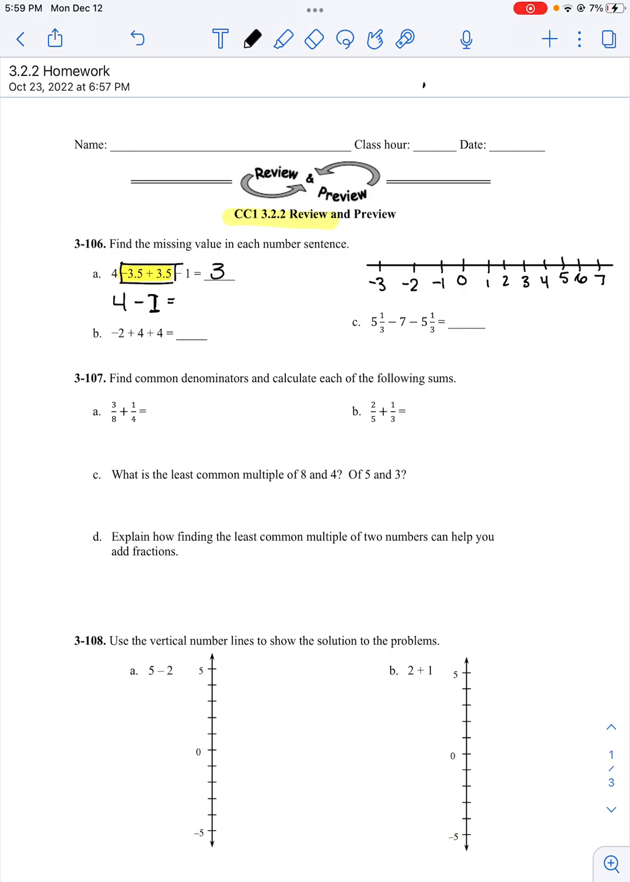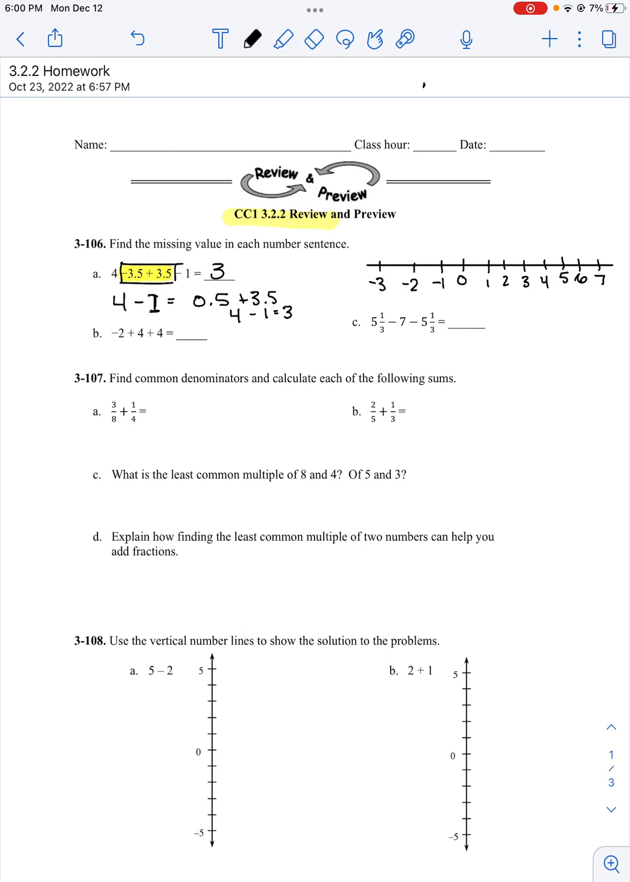I could do the math. It would be 4 minus 3.5, which is 0.5. Plus 3.5, which is 4, minus 1, which is still 3. So it doesn't matter which way, but if I'm paying attention to what's happening in the expression, I might understand that I can, it's almost like skipping a step without skipping a step, because I recognize that there was an opposite that happened.